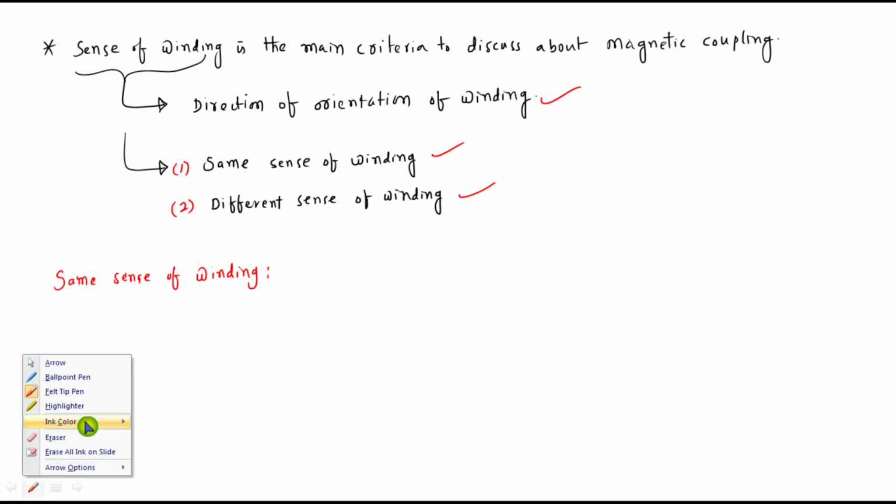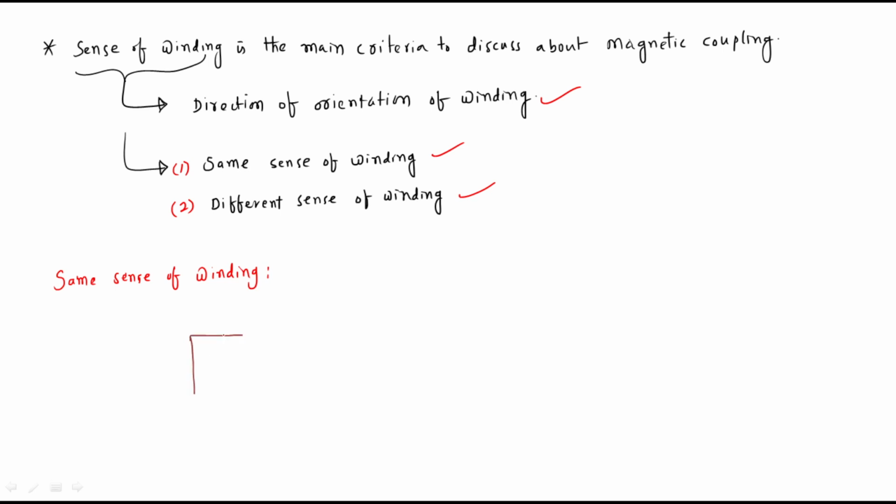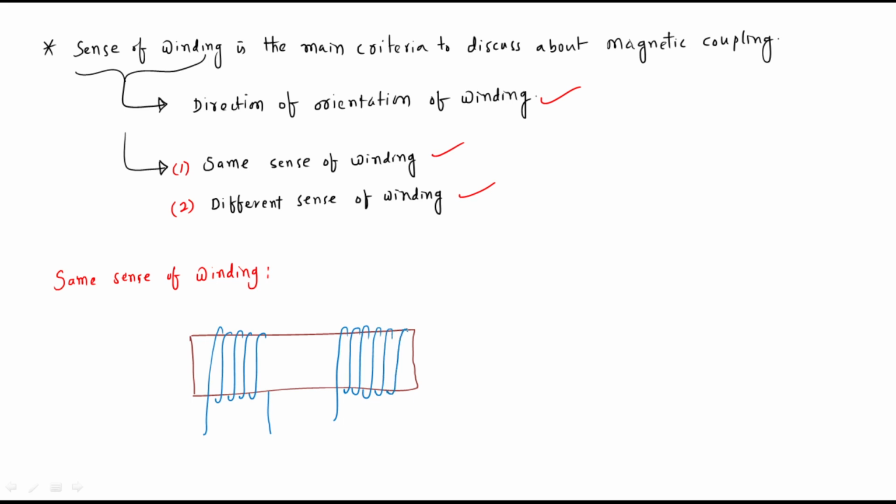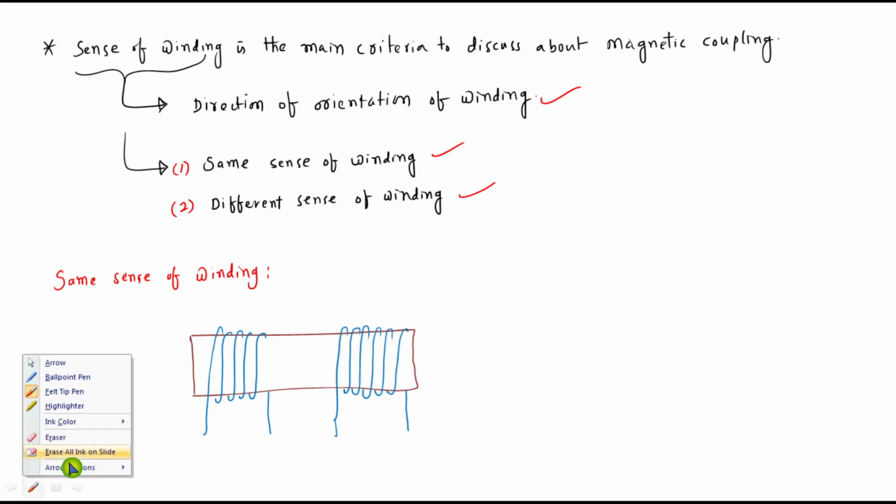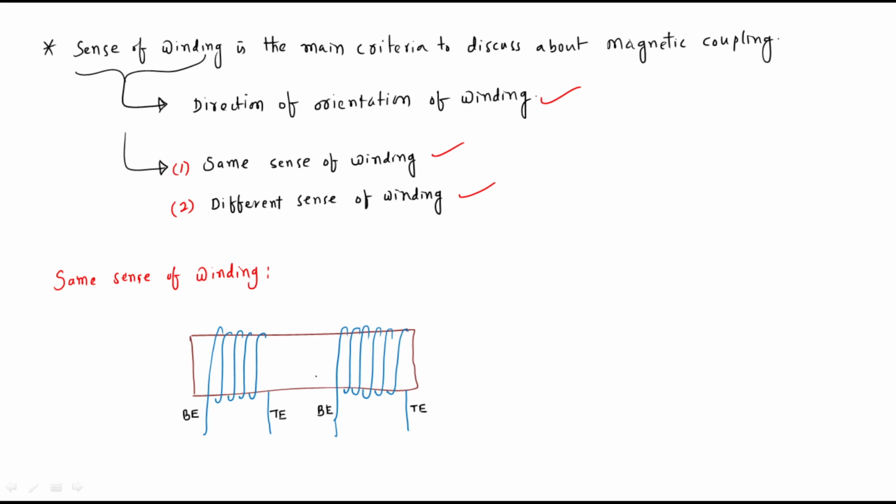So let us consider the core. So in this core we have to provide two coils. This is coil A, like that. This is coil B. So what is the meaning by same sense of winding? So let us take, this is beginning end of the coil, this is termination end of the coil, like that. This is beginning end of the coil and this is termination end of the coil. So you can say that this is same sense of winding.